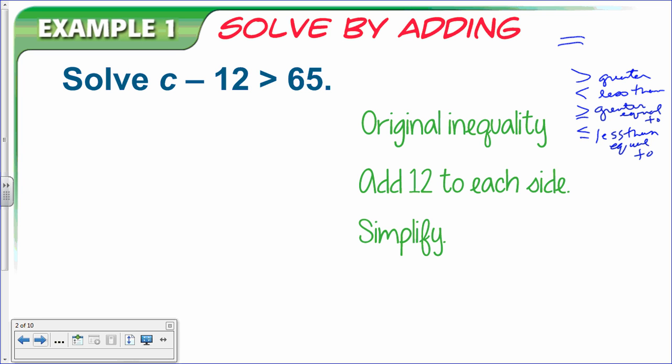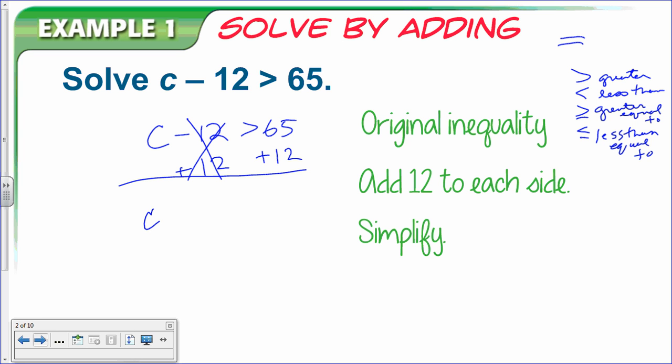Okay, so how would I solve this one right here? Now, the first thing I want to do, where it says write the original equation, write the original inequality. That's just the same one that's up here. Then add 12 to each side. Draw my line, and then simplify means just do what? Actually do the operation, right? If I simplify, I'm going to cancel those out. My inequality stays in the same direction. And then that ends up being what?